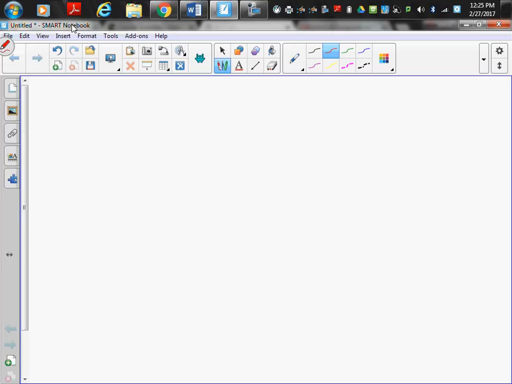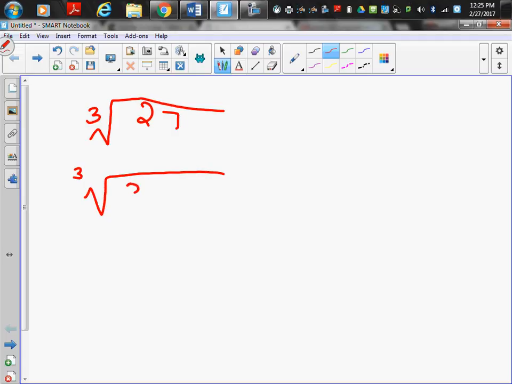So we want the cubed root of 27. Anytime you're taking a root, square root, cubed root, fourth root, fifth root, whatever, you do the prime factorization. So I want 3 times 3 times 3 is 27.